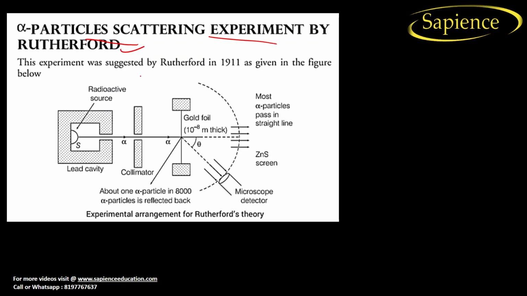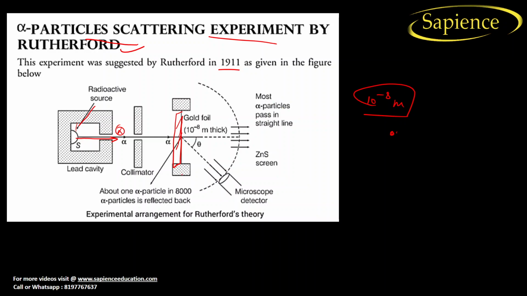Rutherford, a renowned scientist, performed an experiment in 1911. In this figure you will find a radioactive substance, and from this radioactive substance alpha rays come out. There is a thin gold foil, and thin means very thin, about 10 to the power minus 8 meter thick, approximately the thickness of a single atom only.